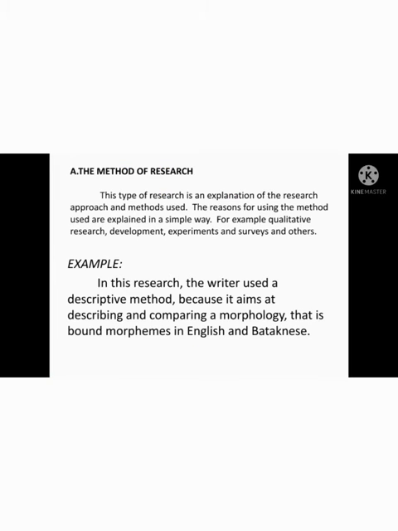A. The method of research. This is an explanation of the research approach and method used. The reasons for using the method are explained in a simple way, for example qualitative research, quantitative research, development, experiment, survey, and others. As an example, we can see on the screen that in that thesis the author used a descriptive method because she felt that method was the most suitable for her research.